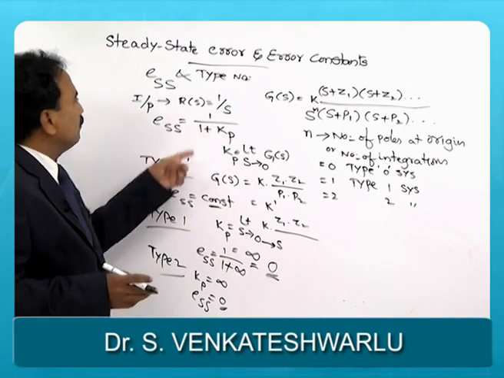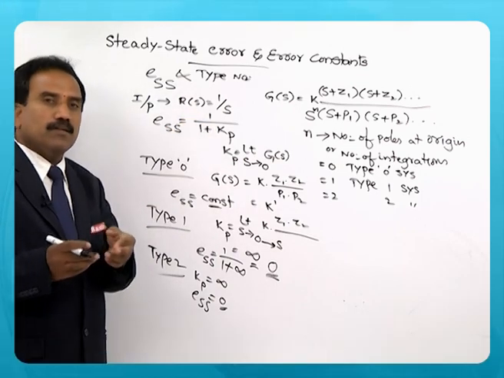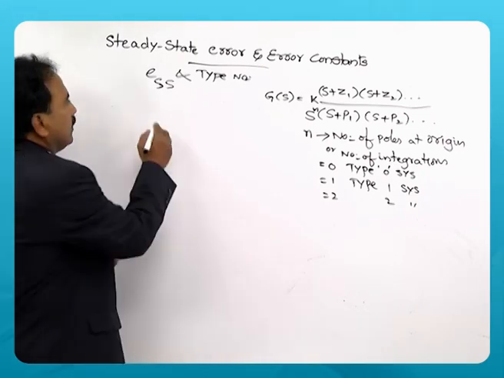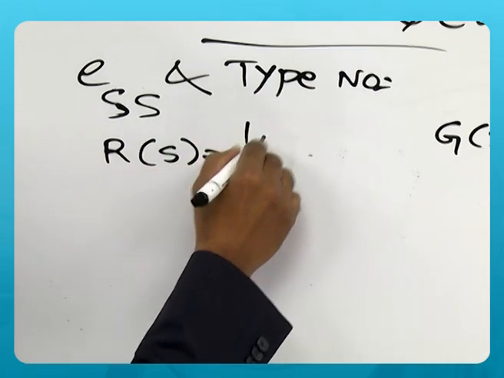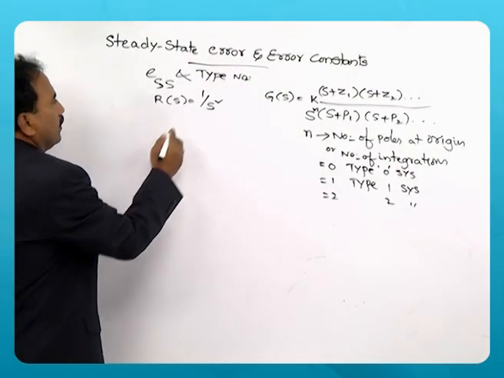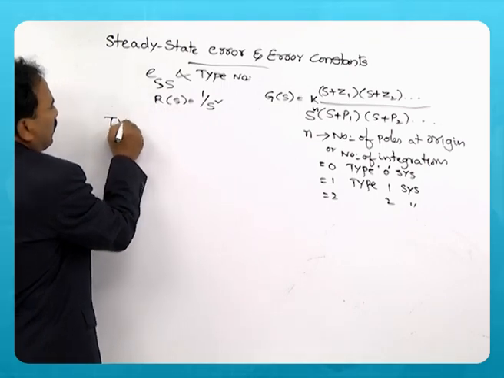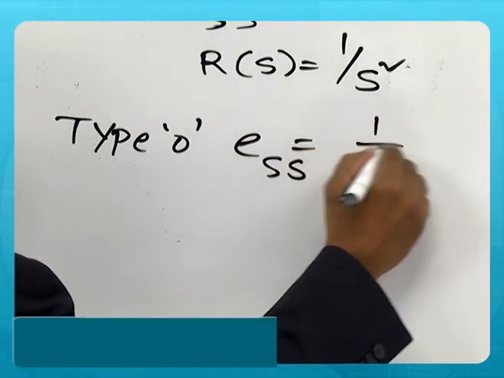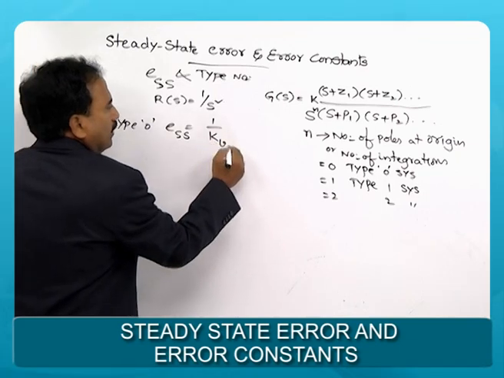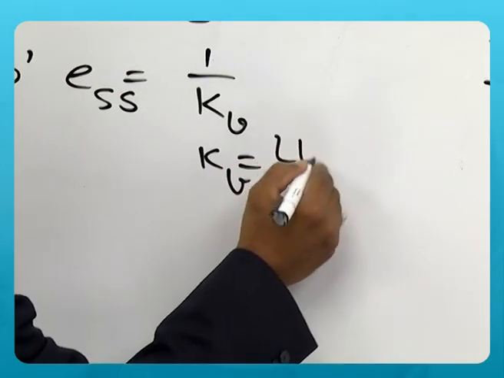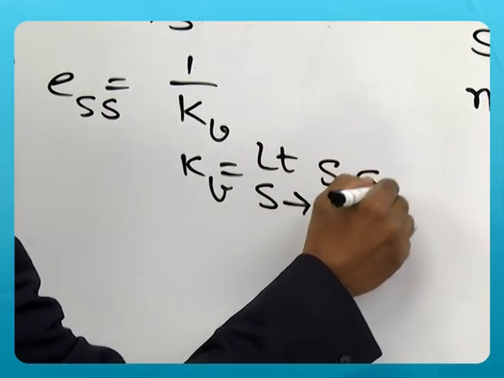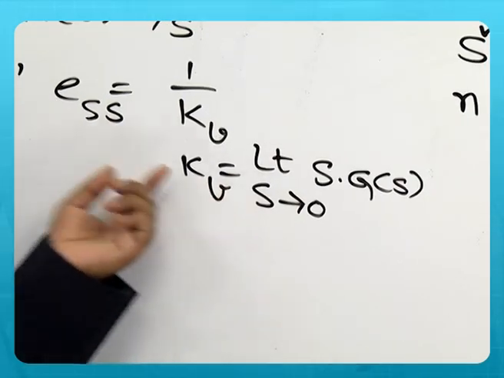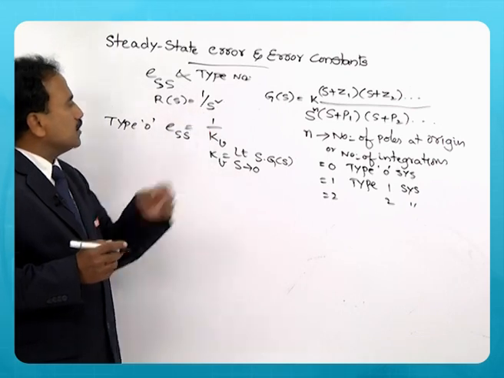Now, let us see that if input is ramp, then for what type of system the steady state error will become 0. Let us see that the input is unit ramp. Now, the type 0 system, again type 0 system. So, ESS is given by 1 by Kv, where Kv is limit s tending to 0 of s times g of s. So, this is the formula for velocity error constant, used to find steady state error when input is unit ramp.